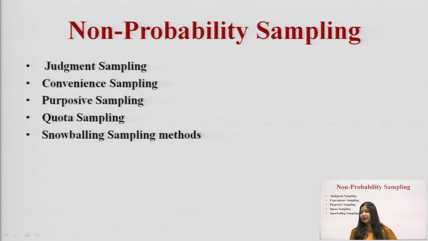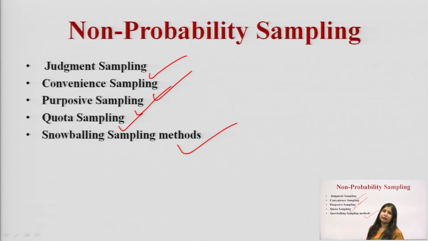These are the following types of non-probability sampling: judgment sampling, convenient sampling, purposive sampling, quota sampling, and the snowball sampling method. These are all non-probability sampling techniques.